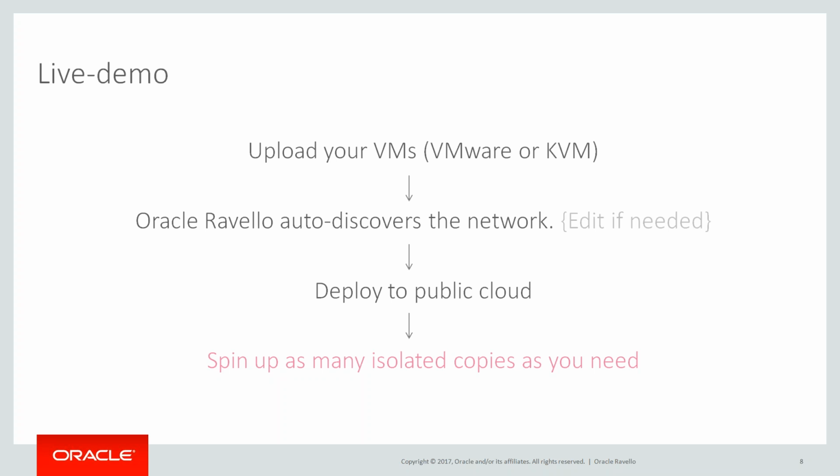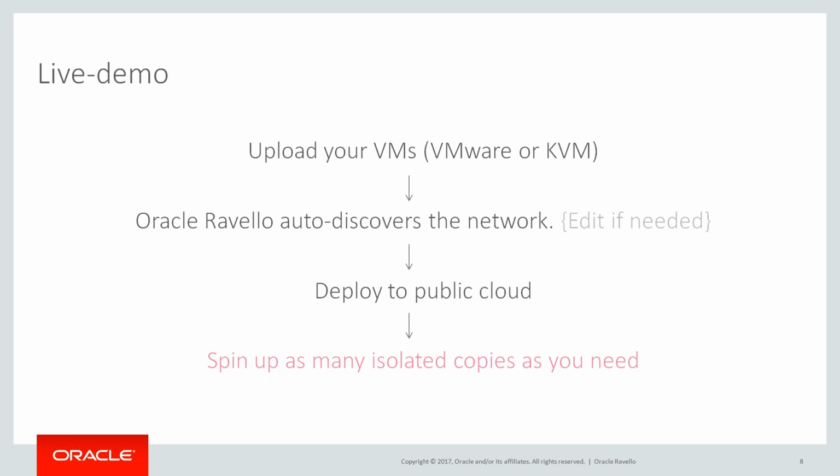Step number one involves uploading your on-prem VMware VMs into Ravello. The second step is that Ravello automatically discovers the network based on the metadata in your VMware definition files. So when we copy these VMs into Ravello, we automatically know the network settings, and if needed, you can make changes to them. If not, then you just click one button, select the region that you want to publish the app to, and it will be running in the public cloud in minutes.